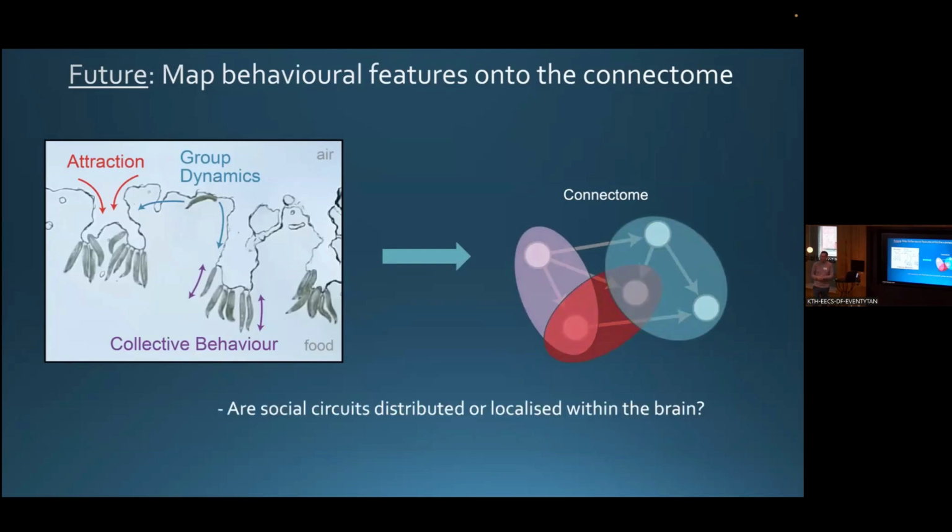And then we're hoping, in future, once we've done this across all of these genetic lines that we have, we can answer questions about where the circuits involved in the social behavior are located. Are they distributed, or are they localized within some particular portion of the brain? And then what kind of circuit motifs are they and how do they work? And then we'll really start getting into the network analysis at that point.